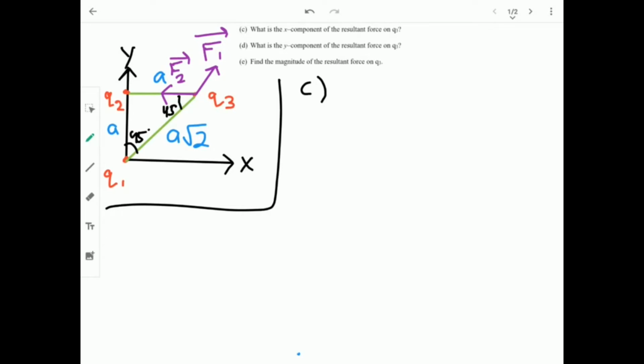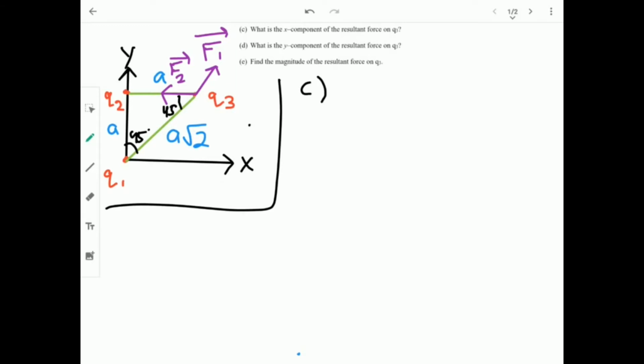Okay, let's check together. First question is, what's the X component? But first, let's look at the diagram here. So F1 signifies the force by Q1 on Q3. F2 represents the force by Q2 on Q3. So again, Q1 and Q3 both are positive. That's why F1 is going away from Q3. Q2 is negative, whereas Q3 is positive. That's why it's an attractive force. That's why it's going towards Q2.